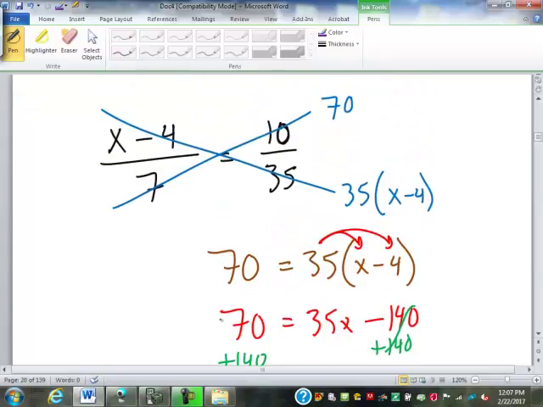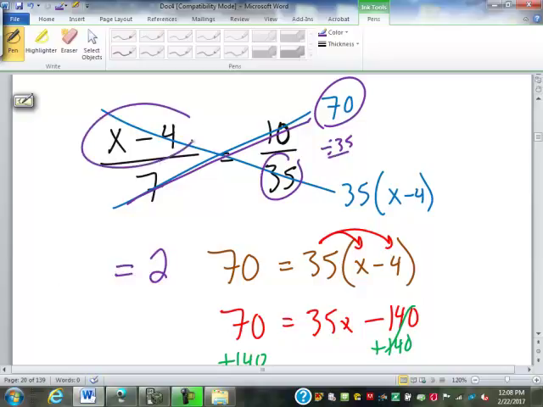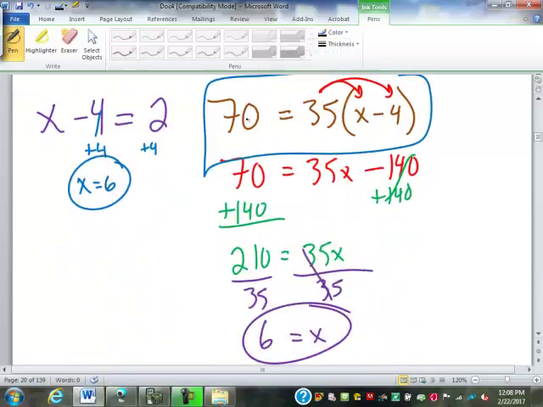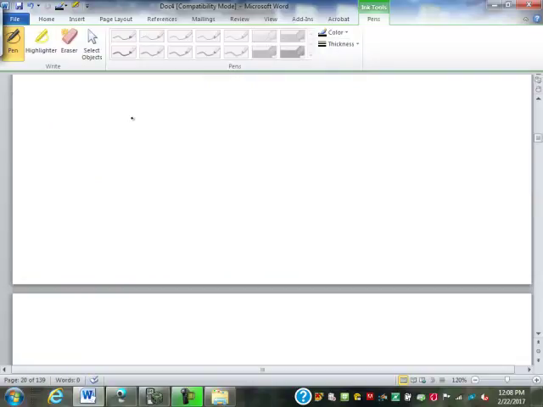Now again, this is one where we could have cross multiplied and divided. We could have done 7 times 10 is 70 and then divided by the 35 to get 2. But you got to remember, x doesn't equal 2. It's x minus 4 equals 2. And then we'd still have to solve that by adding the 4 to get that x equals 6. So we would get the same result. It's just, from what I've seen, students make fewer mistakes if they just do the diagonal products. And there are some proportions where they have to cross multiply.